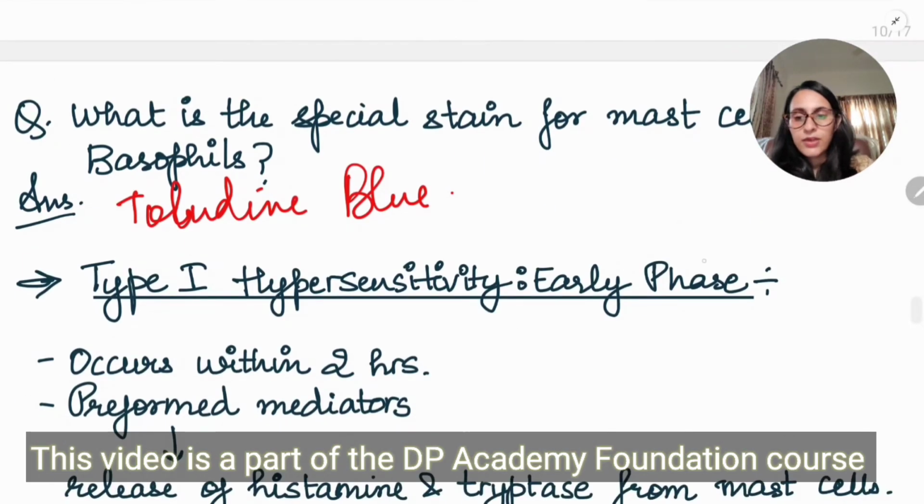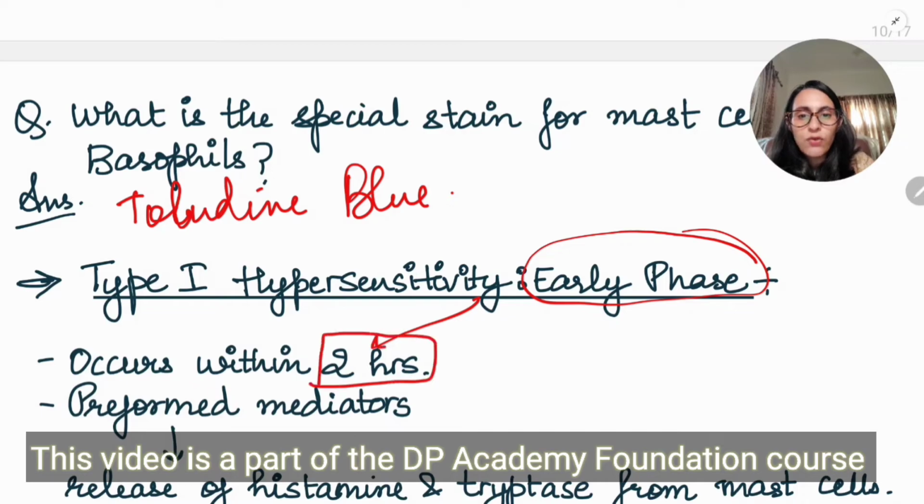And type 1 hypersensitivity has got two phases. One is the early phase, another is the delayed phase. Let's talk about the early phase. That means it occurs early, within 2 hours of the allergen coming in contact. The delayed phase is between 2 hours to 24 hours, that means 1 day. Up to within 2 hours is early phase and up to 1 day is the delayed phase.